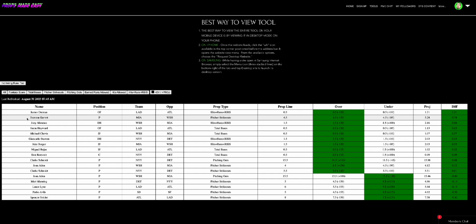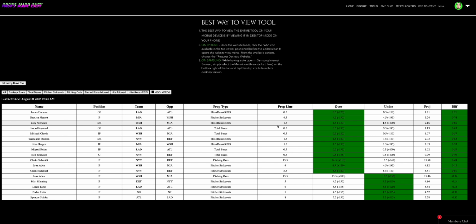First play I want to talk about is Braxton Garrett for Miami against Washington. Pitcher strikeouts is set at 4.5. Vegas likes the over at -130, making it plus EV on the over. 5.24 projection, 0.74 differential, making it plus projection. So, as always, that's the best way to attack it. Over on Braxton Garrett is the best option when it comes to that.